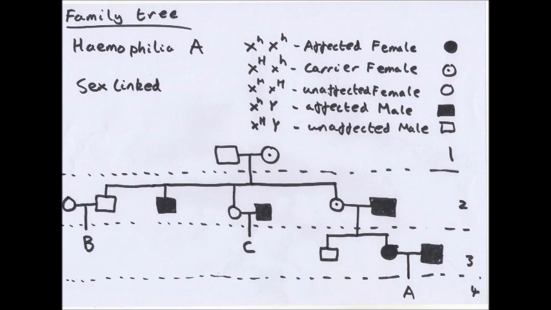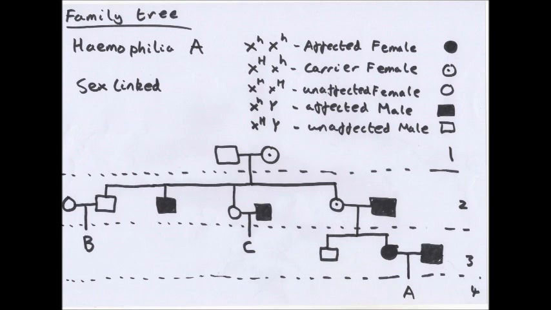Now I'm going to look at this a little more, but let's go through the actual family tree. So it starts off with an unaffected male and a carrier. They have 4 children. Unaffected male, so that means the father passed on the Y, the mother passed on her unaffected X chromosome.